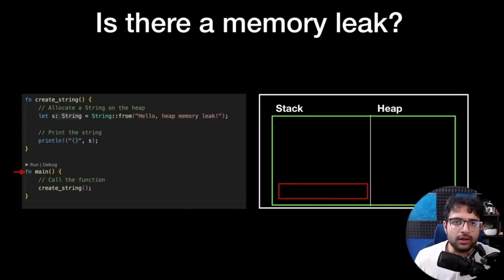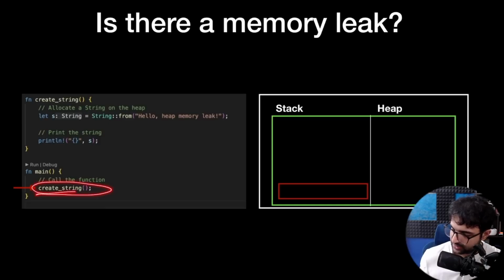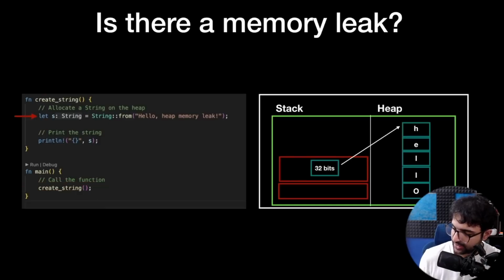What would the memory flow look like for this application? Initially, main gets pushed onto the stack, then the create string function gets called, and create string gets pushed onto the stack, where we have a 32-bit variable which points to this 5 contiguous set of bytes in memory which have HELLO stored over there.